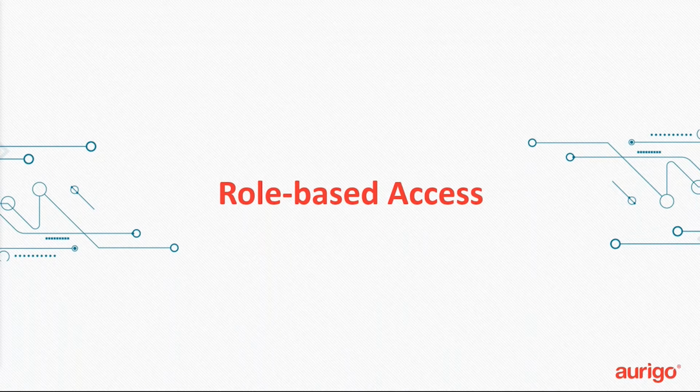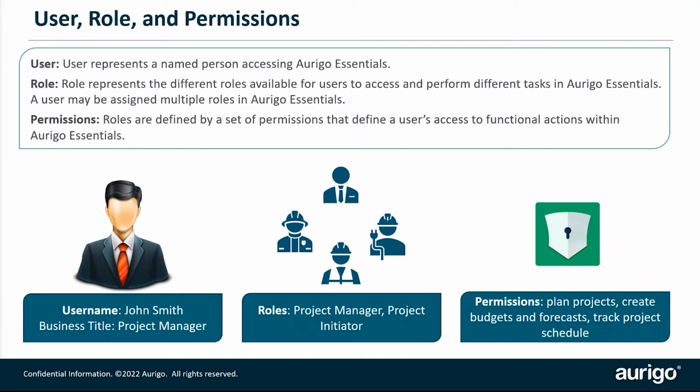Another important thing that we all need to be aware of is the concept of role-based access within an application like Essentials. So there are three terms that we all need to be familiar with: user, role, and permissions. User is the person who is using the Essentials. In this case, me, Lionel, is the user who will be logging into the application Essentials.